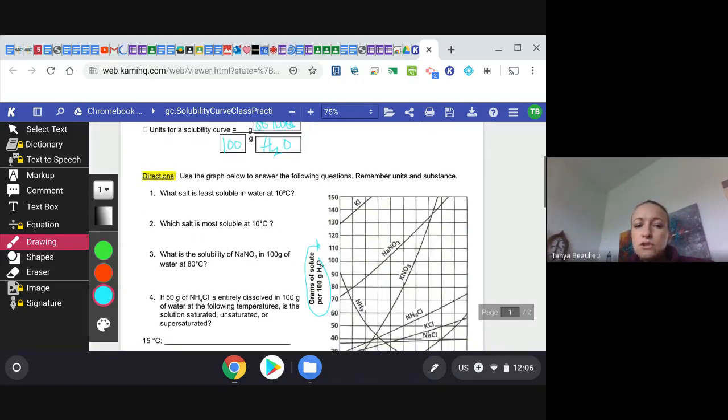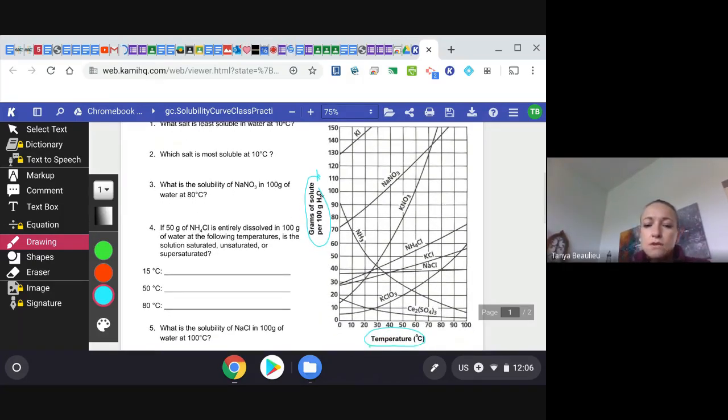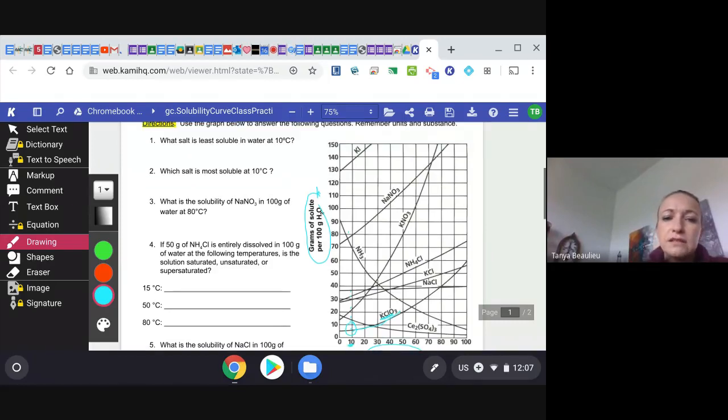So the first question is, what salt is least soluble in water at 10 degrees Celsius? So we'd go to our graph and we'd find 10 degrees Celsius. And you can see here where all these lines are intersecting at 10 degrees Celsius. The one that's least soluble is the one that's holding the least amount of solute at that given temperature. And that is this one right here. That line there is potassium chlorate. So the salt that's least soluble would be KClO3, or potassium chlorate.